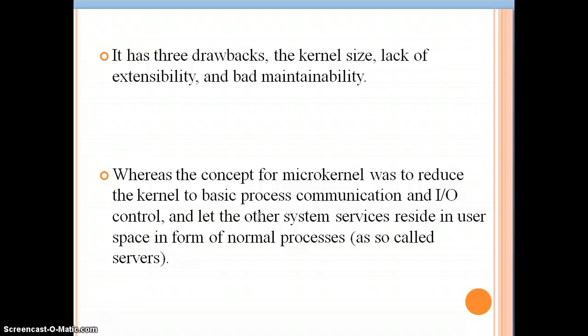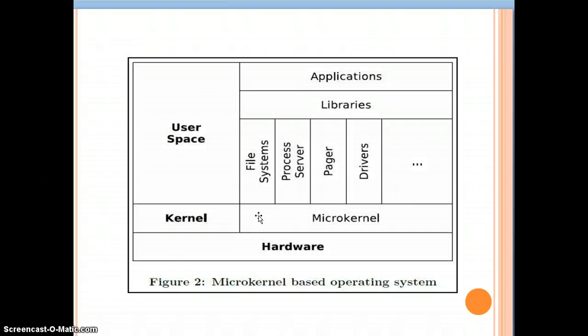The microkernel was used to reduce the basic process communication and the input output control, and let the other system services reside in the user space rather than in the kernel space. Normally all the processes reside in the user space during execution. So this is the structure of the microkernel based operating system. As we can see, the user space and kernel space are separated, and below them is the hardware. The structure is the same as the monolithic kernel.